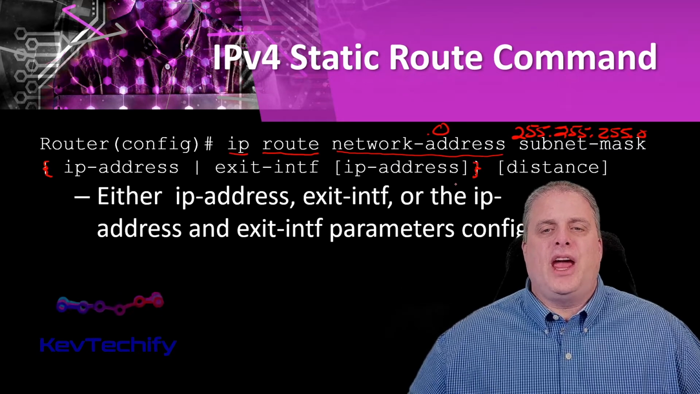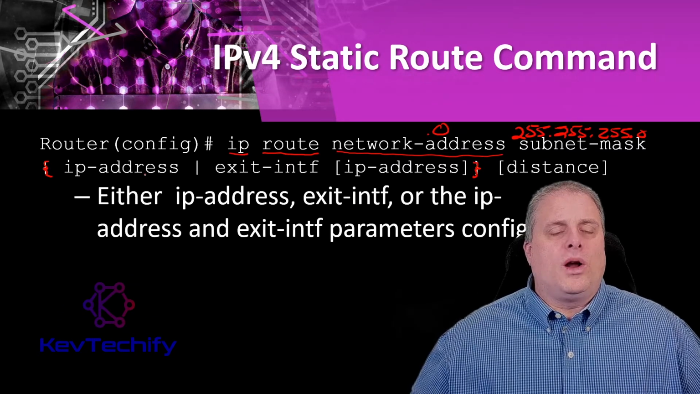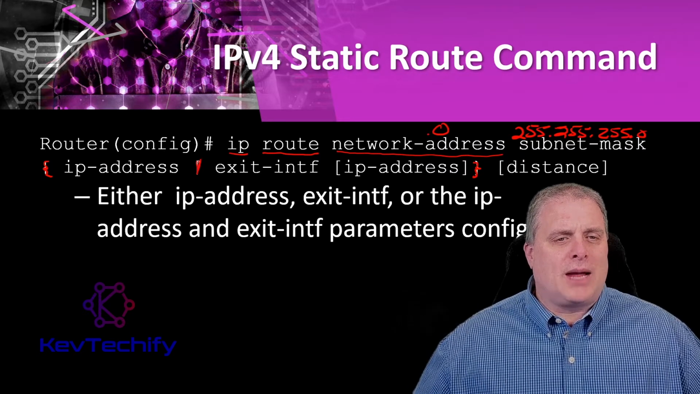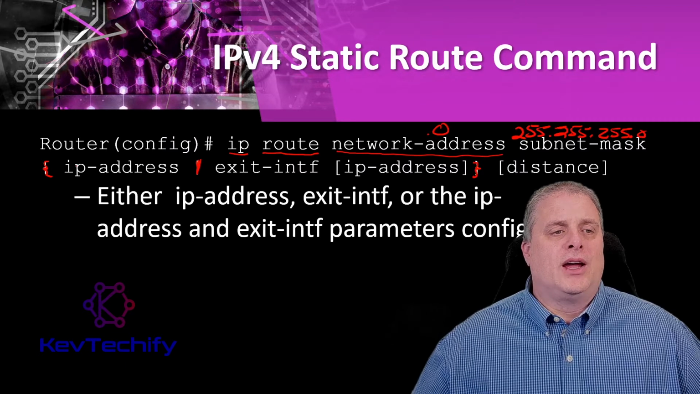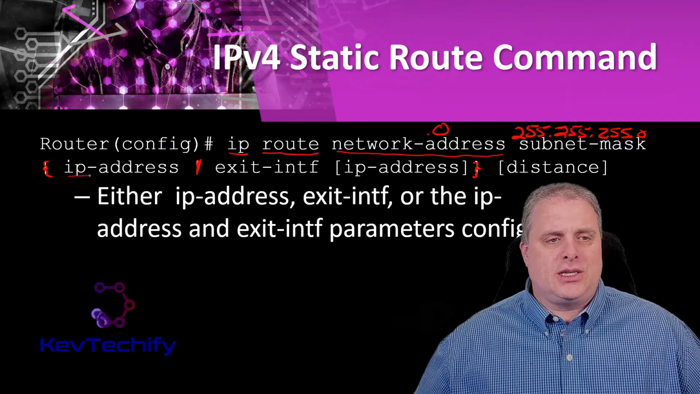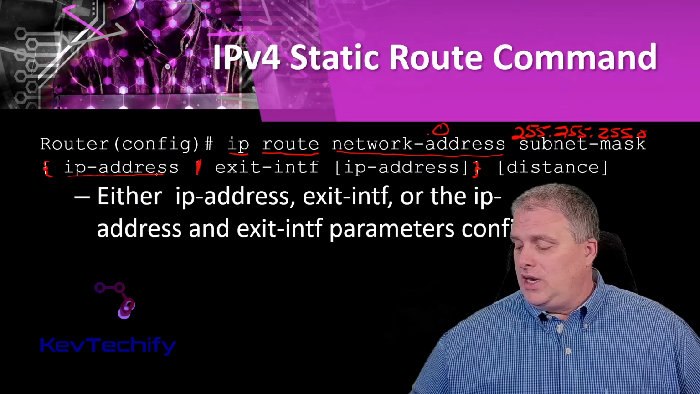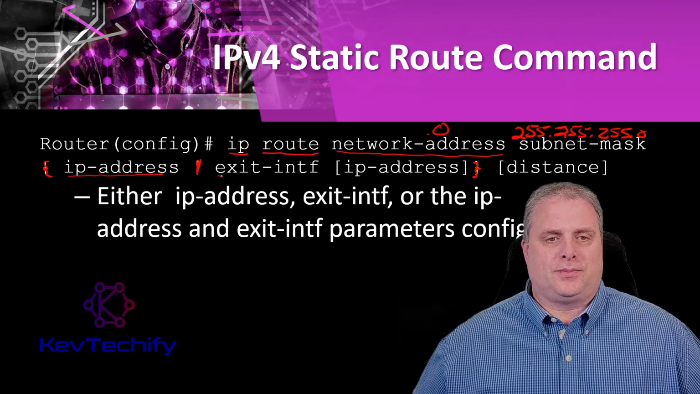What that means is you have to choose one of the options in there. And these vertical lines, this pipe right here, separates the choices you have to make. So either we have to put the IP address, and that would be the IP address of the next hop, or we need to put the exit interface.